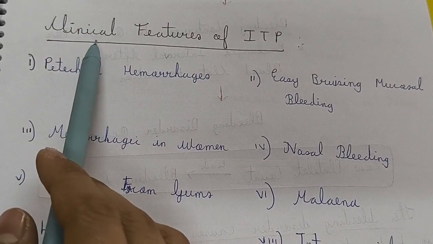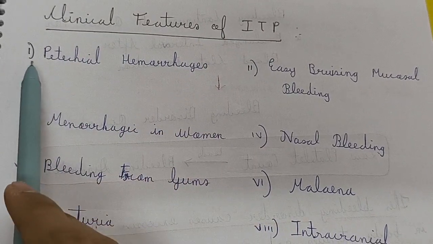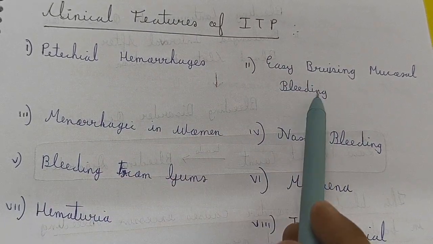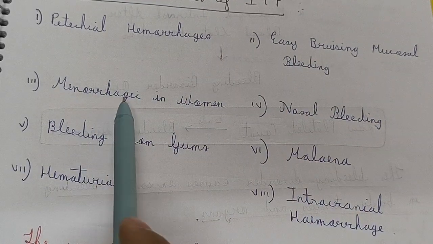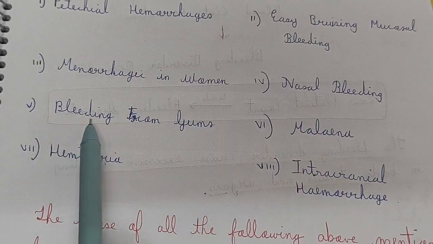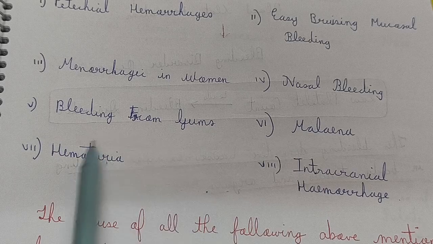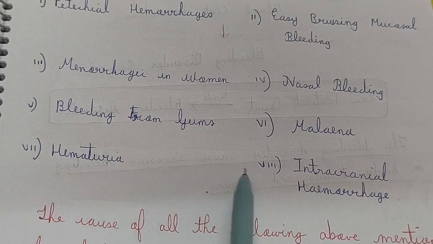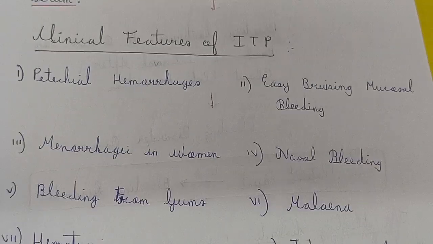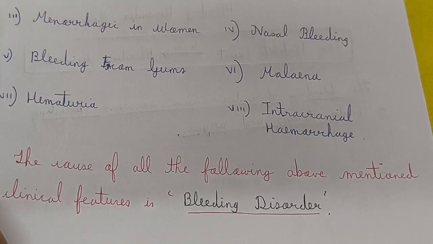So I've written about the clinical features of ITP. The first one is petechial hemorrhages. Second is easy bruising and mucosal bleeding, and the third one is menorrhagia in women, and the fourth one is nasal bleeding. The fifth one is bleeding from gums. The sixth one is melena. The seventh one is hematuria, and the eighth one is intracranial hemorrhage. So all these are the clinical features of ITP.